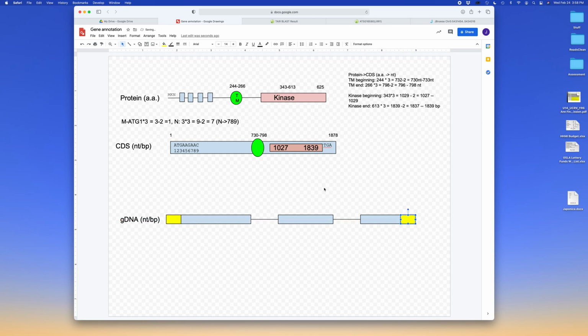We have 2 UTRs, the 5 prime UTR at the beginning, and that's position 1 to 278. Okay, there, that's our UTR. Now, what's the end point? The 278. So our ATG, let's copy that.